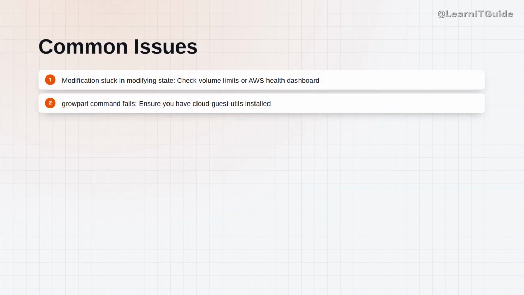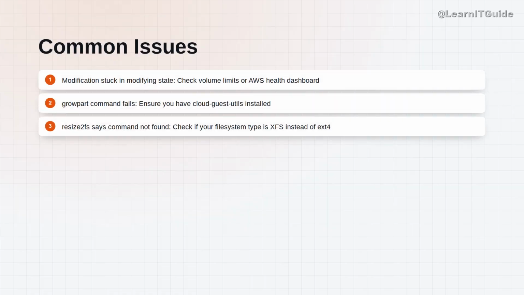Things can occasionally go wrong. If your volume modification stays in the modifying state for hours, check the AWS Health dashboard to see if there are API issues in your region. If growpart is missing, it is simply a package installation issue, which is common on minimal server images. And remember, if you are using XFS, you must use xfs_growfs, not resize2fs. Using the wrong tool for the file system type is the most common reason for failure in this process.